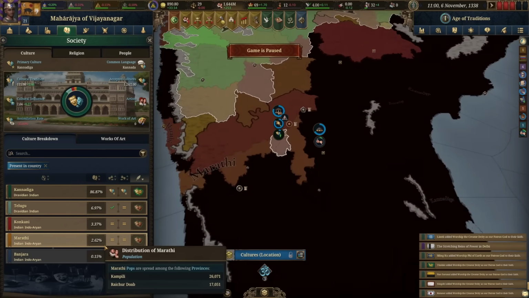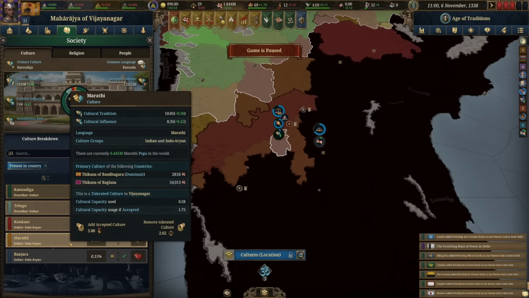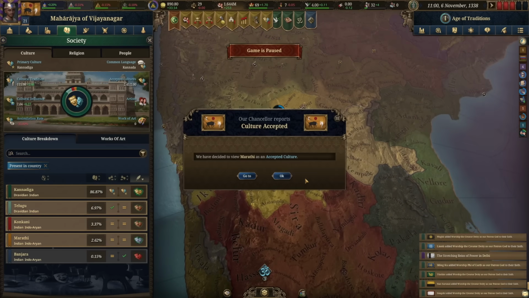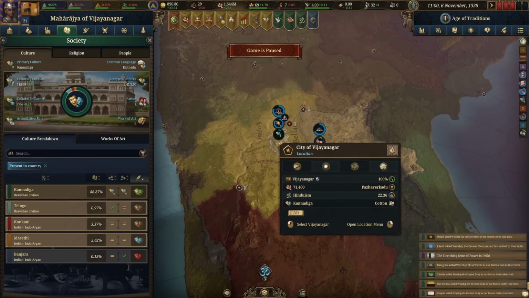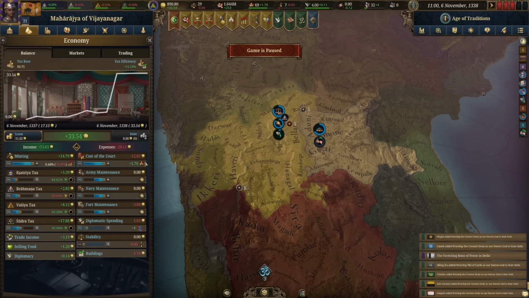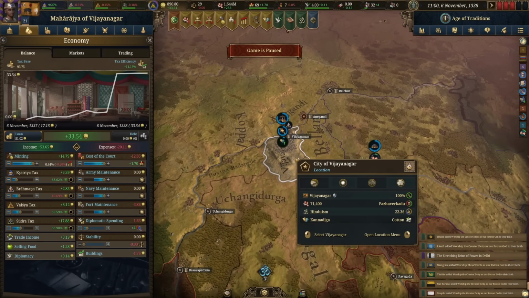Okay, so we've hit 2.62% Marathi now, on the 6th of November, so right around that, we can now add them as an accepted culture. Perfect. This is unfortunately going to take us over culture capacity. It does hurt our efficiency of cabinet, but yeah, look, we'll probably want to switch into Marathi primary after we're done, and you'll see why. I'm also max minting because I'd rather have money for mercenaries, I've realized, and we can always deal with our inflation later when we've won the game, and you'll see why we're winning the game very soon.